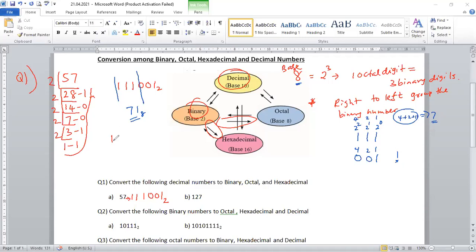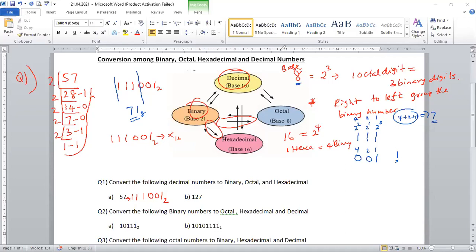Now you are having the values 1, 1, 1, 0, 0, 1. So the same thing. So the base of this one is what? They are asking to convert into hexadecimal, 16. So the base is 16. 16 is equal to 2 to the power 4, right? So you can write 1 hexa number with 4 binary.